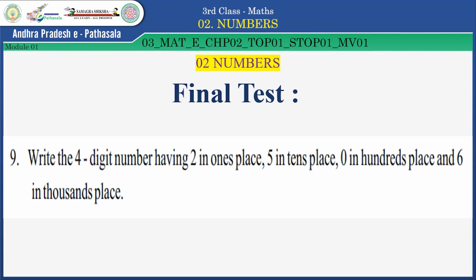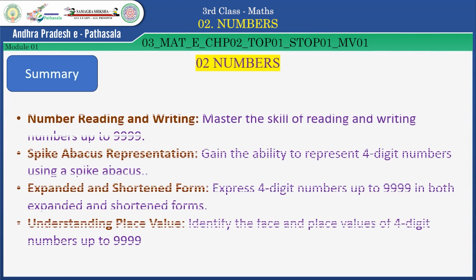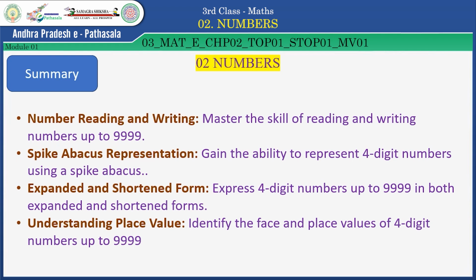Students, let us review what we have discussed so far. We discussed about number reading and writing. We mastered the skill of reading and writing numbers up to 9999. We discussed about spike abacus representation. We gained the ability to represent 4-digit numbers using a spike abacus.